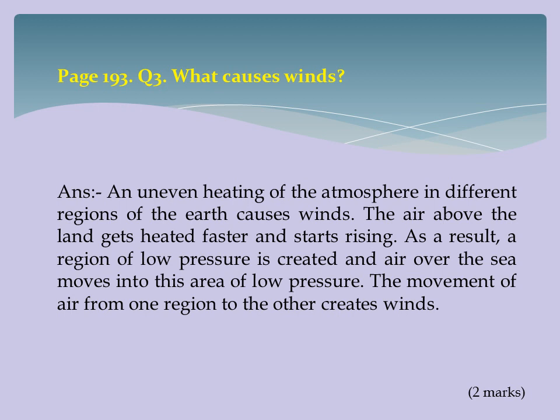Page number 193. Question number 3. What causes winds? Answer. An uneven heating of the atmosphere in different regions of the earth causes winds. The air above the land gets heated faster and starts rising. As a result, a region of low pressure is created and air over the sea moves into this area of low pressure. The movement of air from one region to the other creates winds.